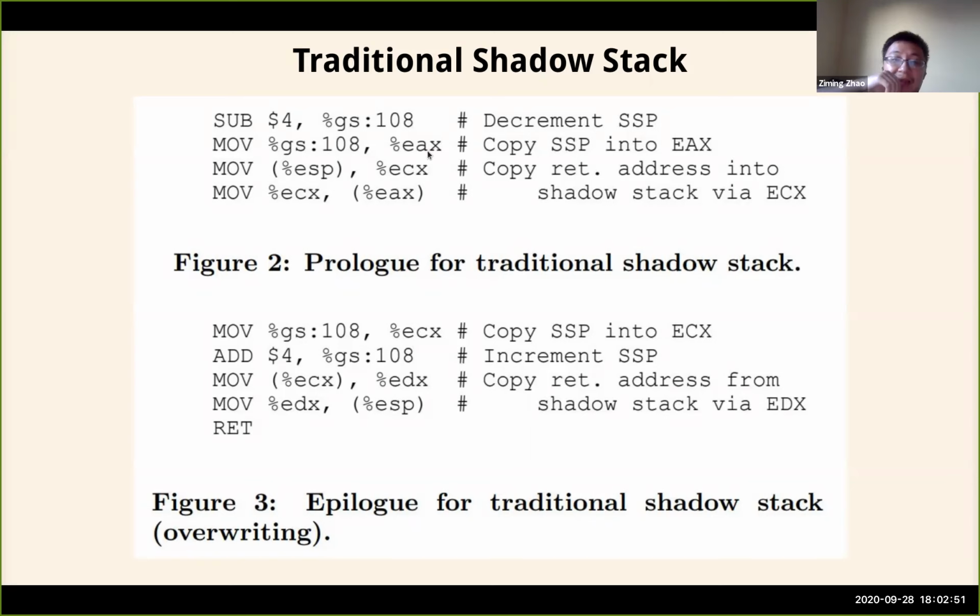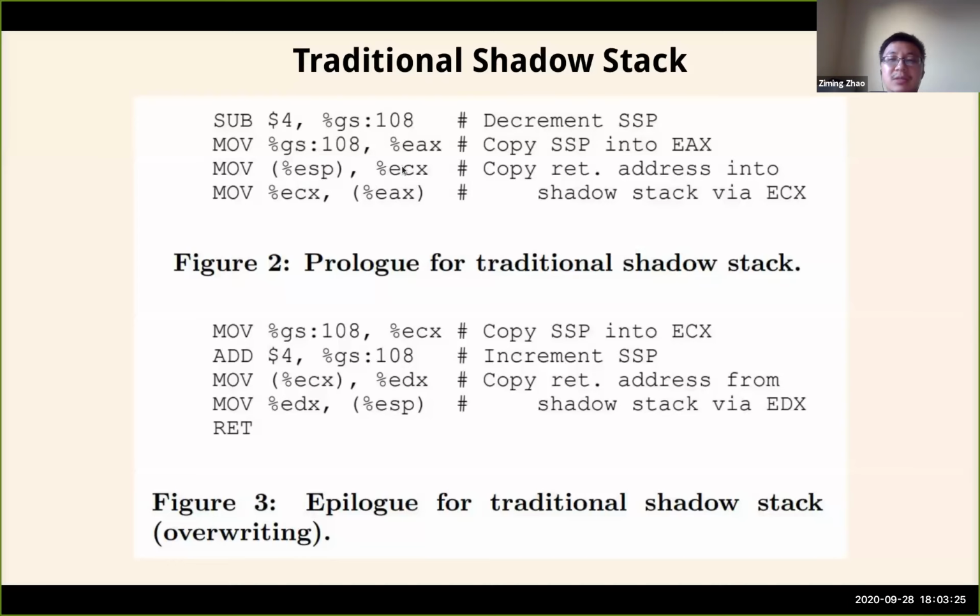So we know where our shadow stack top is. Then we move whatever our ESP points to. So our ESP points to the return address. Of course, at this point, like I said in the beginning, we assume the return address is not compromised. If the return address is already compromised, then this approach doesn't really help. So if the return address is not compromised, then we move that return address to the register ECX.